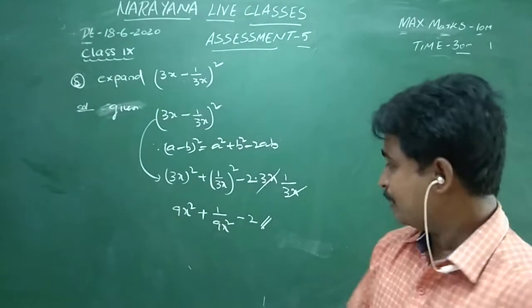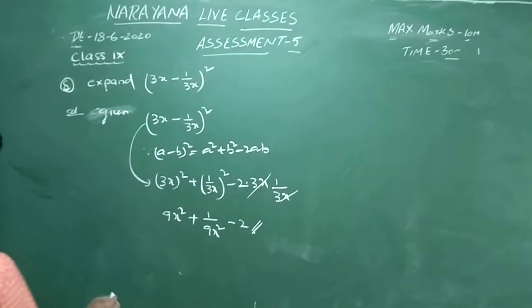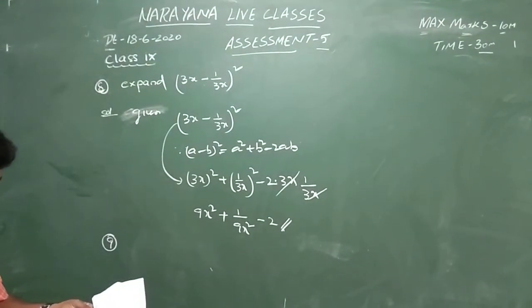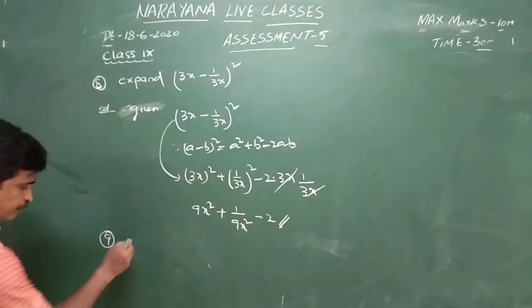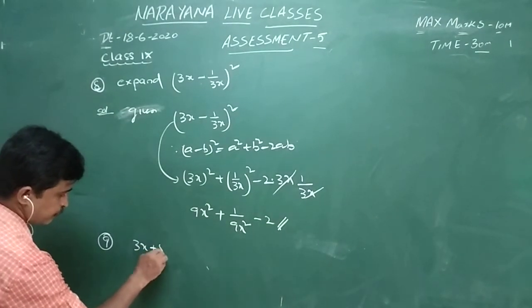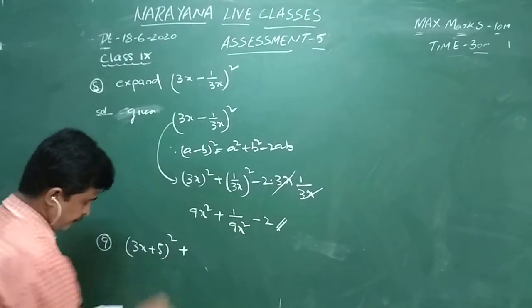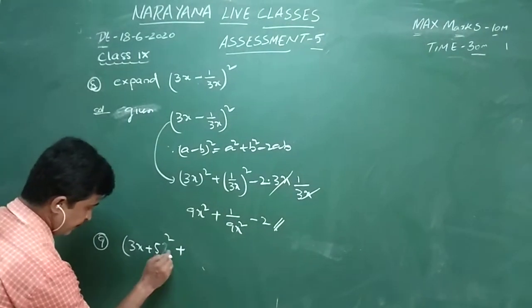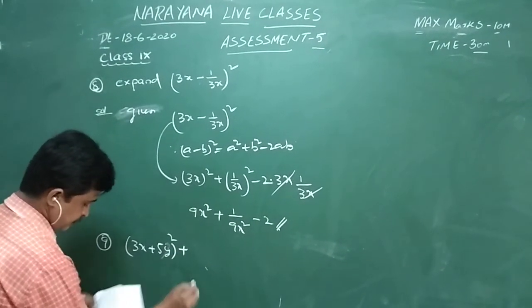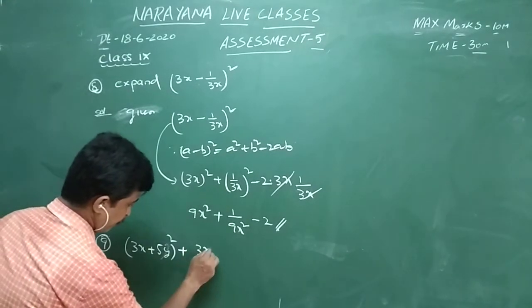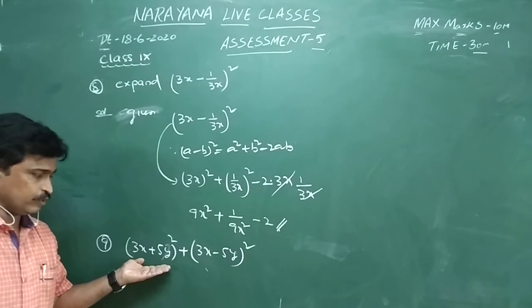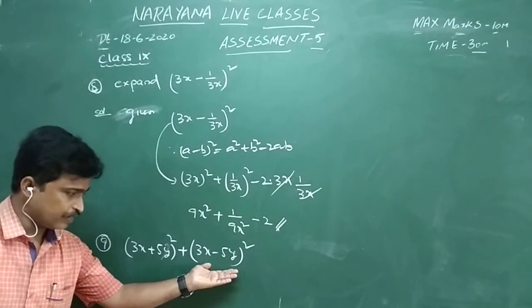And coming to question number 9. Expand 3x plus 5y whole square plus 3x minus 5y whole square. This is 3x plus 5y whole square plus 3x minus 5y whole square.